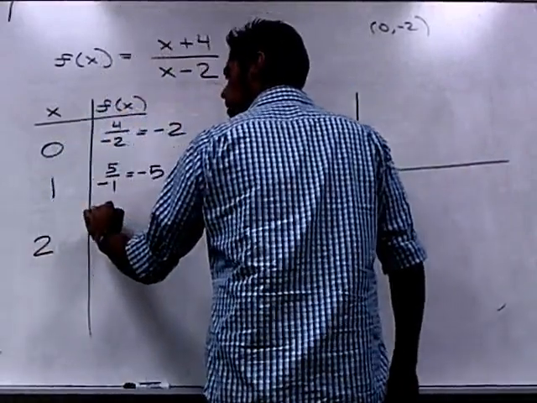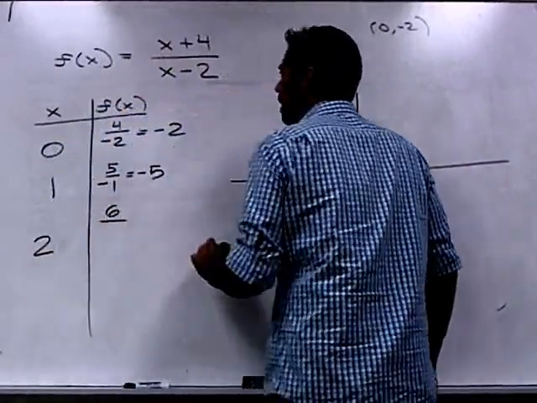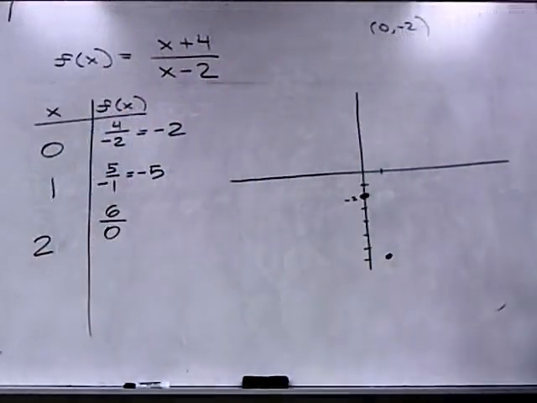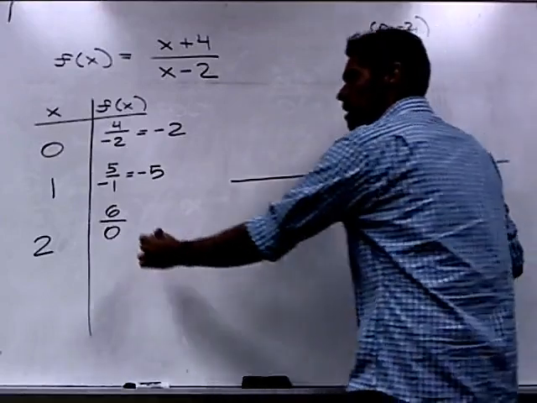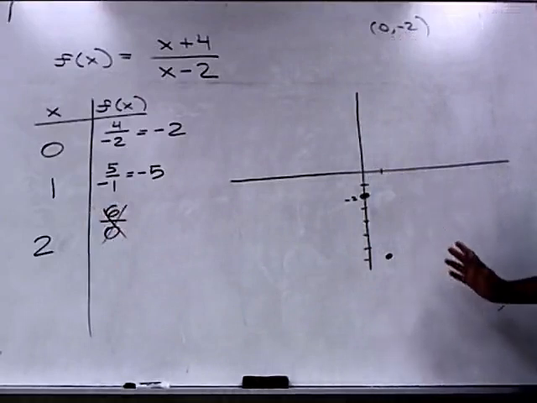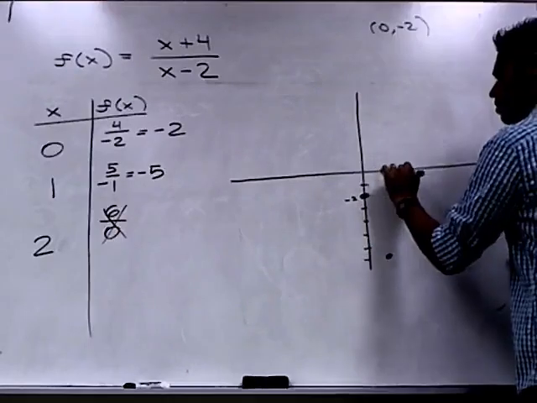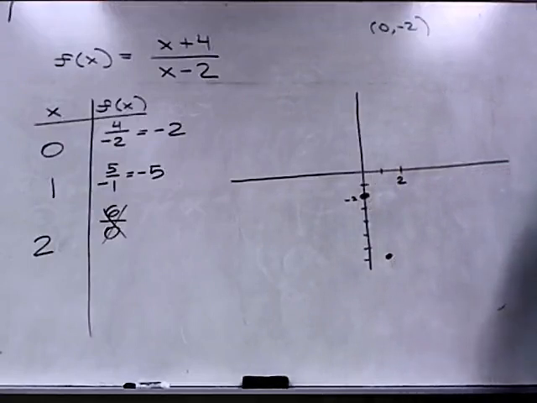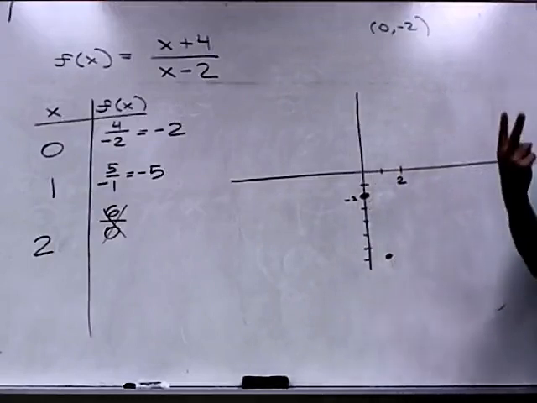So if we plug in 2, what happens? On top we get 6, and on the bottom we get 0. Uh-oh. What happens when you try and divide by 0? It's undefined. So that's undefined. That means my graph cannot exist here. It means if I go to 2 and try and plug it in, there is no graph. Remember we talked about domains of functions? 2 is not in the domain.